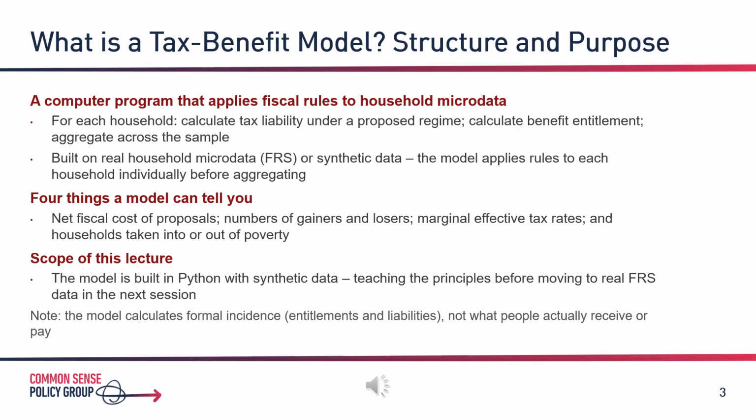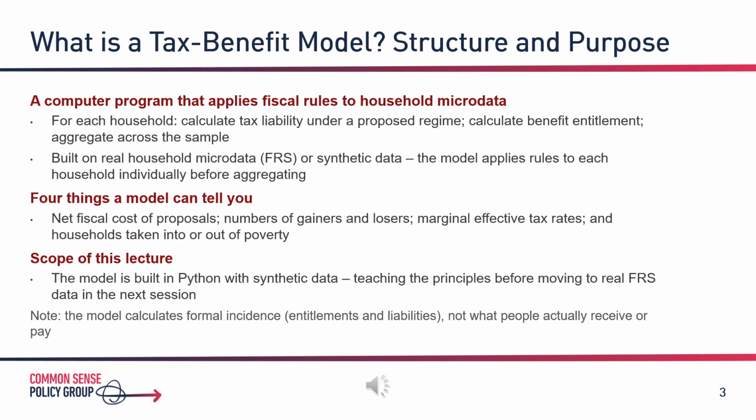The outputs are precisely what policymakers need to evaluate reform proposals: the net fiscal cost, how many people gain and how many lose, what the effective marginal tax rates look like across the income distribution, and what happens to poverty and inequality. These are not abstract statistics, they are the numbers that appear in budget red books and in the distributional analysis published by the Treasury and the Institute for Fiscal Studies.